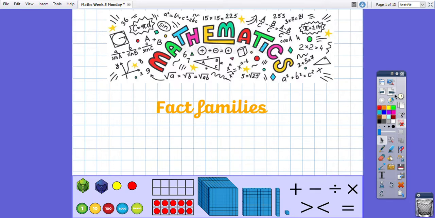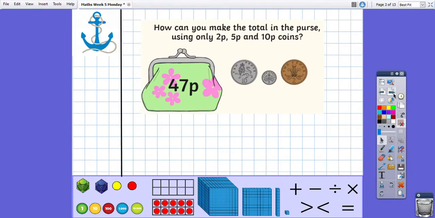Today we are looking at fact families. Now I've got a brain warm up, but it's slightly different to what we're used to. I thought we'd have a little bit of a recap on money.